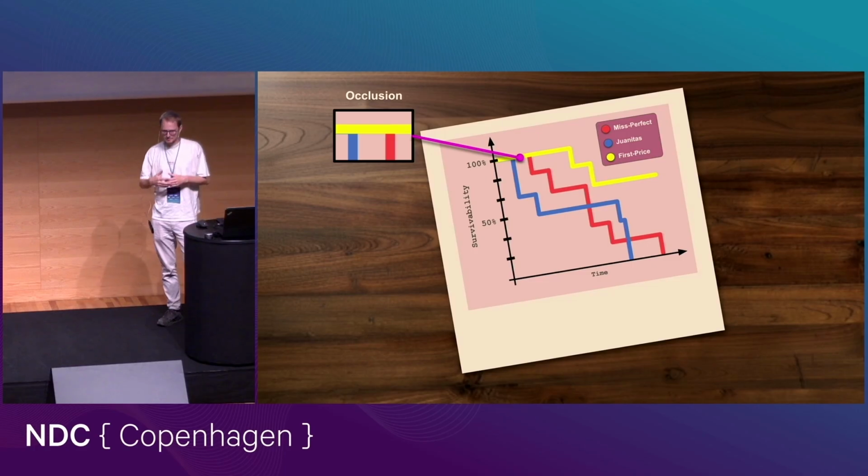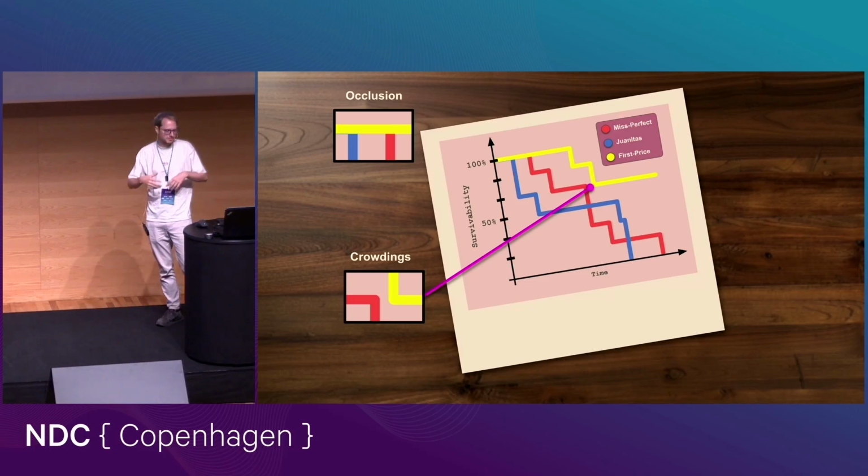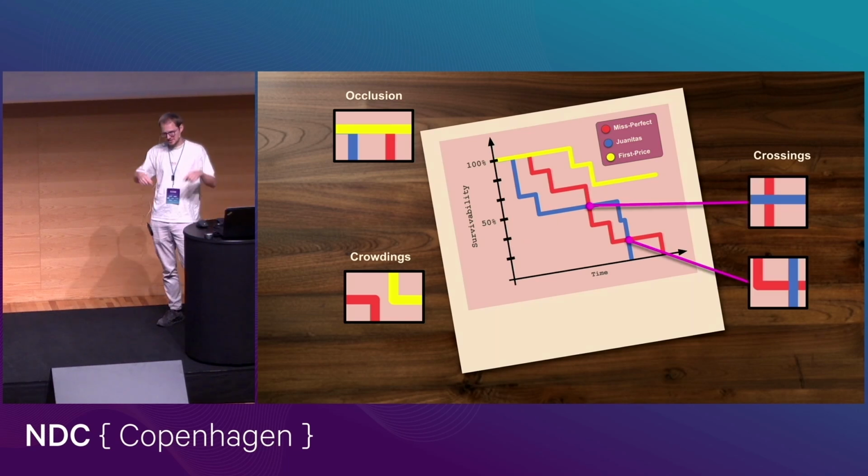For instance, we have a lot of occlusions, which means that the plots themselves are overlapping each other. There are a lot of crowdings, which means that the plots are really close to each other, or there are other noisy elements in the graph image. And there are a lot of crossings. The plots cross each other all the time.